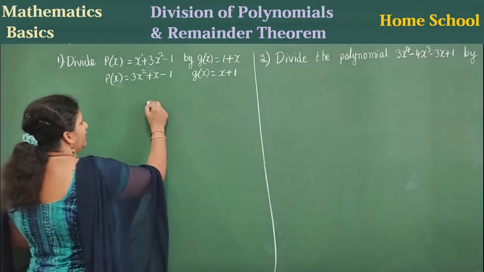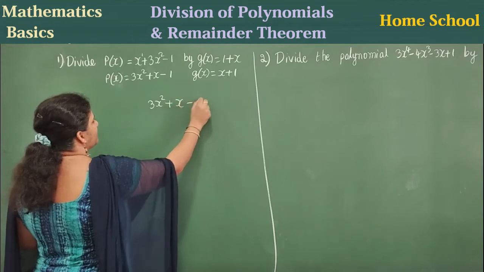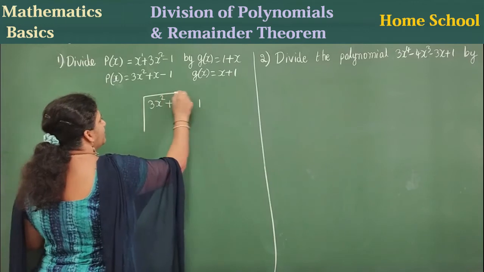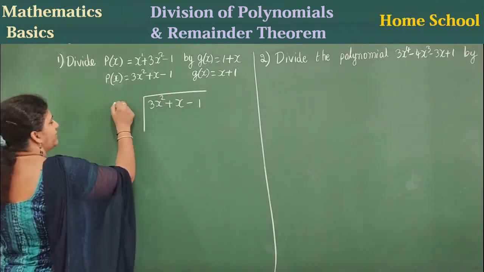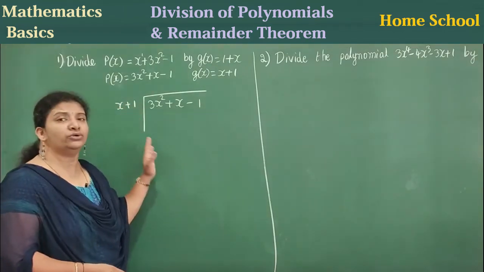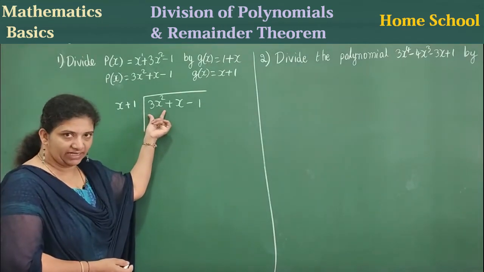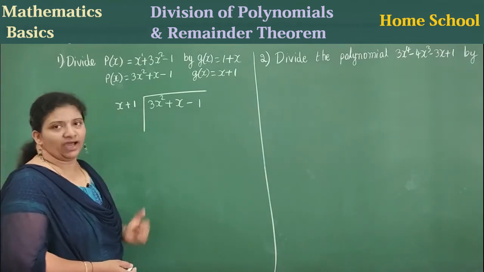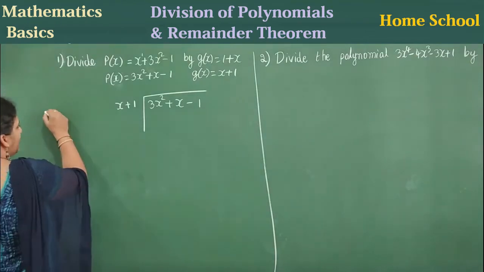Look here carefully. 3x square plus x minus 1 I need to divide. Right? I think like this. Okay, so now g of x, I will write here x plus 1. How to do this division, children? Observe the first term of the dividend and first term of the divisor, you divide. So let's do that in rough part. So let me do this side.